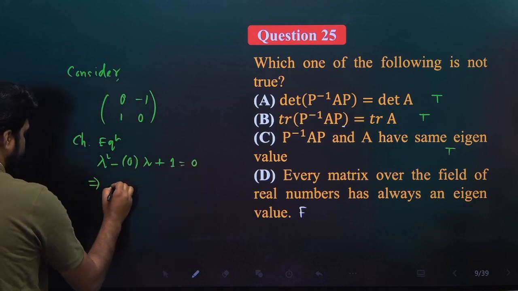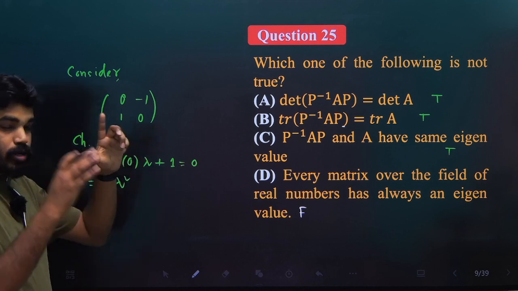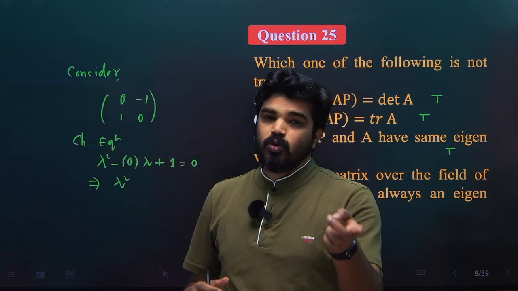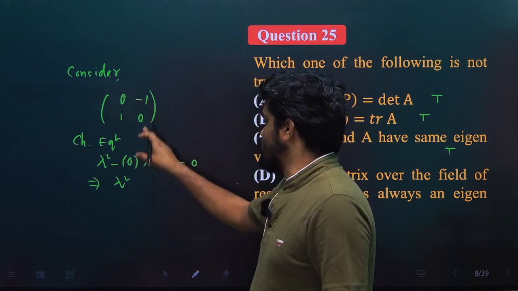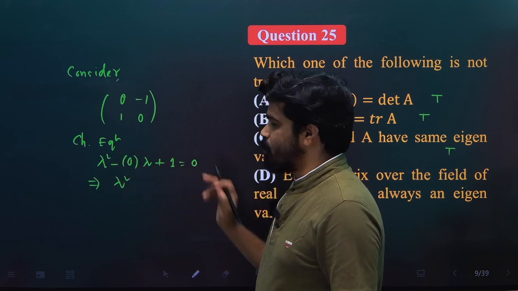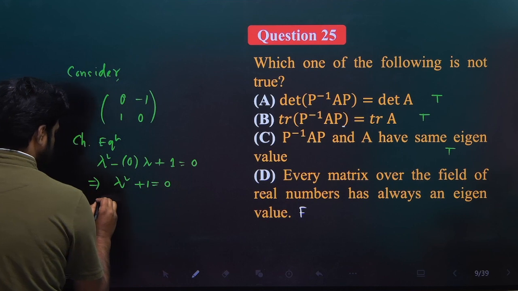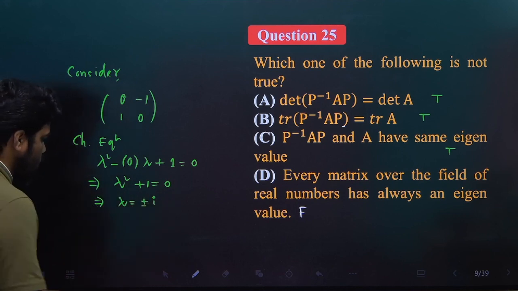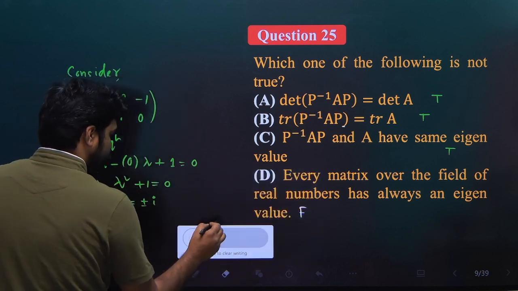So what is the characteristic equation? Is it clear? For a 2 cross 2 matrix, the characteristic equation is lambda square minus trace A into lambda plus determinant A is equal to 0. So trace is 0, determinant is plus 1. So that's why I write here lambda square minus 0 lambda plus 1. That means lambda square plus 1 is equal to 0. So this implies lambda is equal to plus minus i. So we get complex values, right?